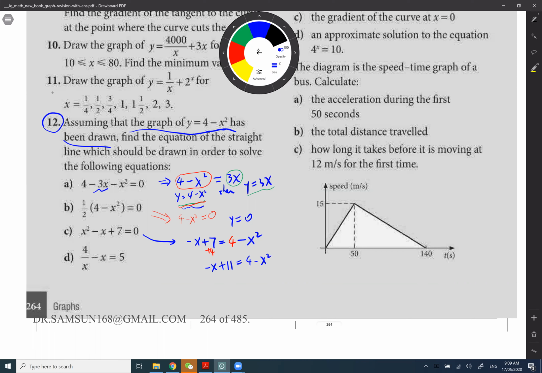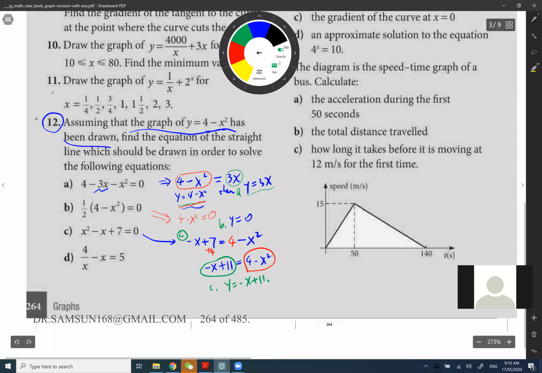Based on the analysis we tried for part A, if one graph is this, the other graph is just here. So y equals negative x plus 11. That will be the answer for C. Answer for C, answer for B, answer for A, like here.